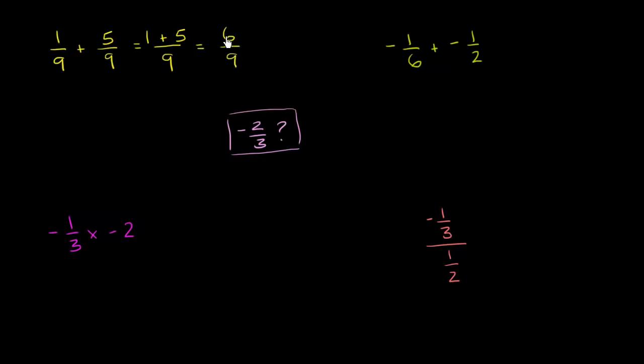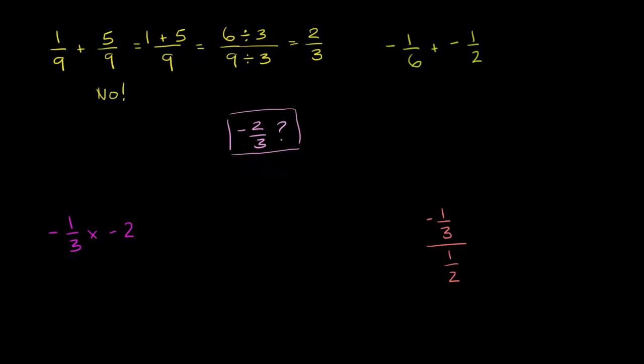Now, can we simplify this in any way? Well, both 6 and 9 are divisible by 3, so let's divide them both by 3 to try to get this fraction in a simpler form. 6 divided by 3 is 2. 9 divided by 3 is 3. So this is 2/3, while what we're trying to get to is negative 2/3. So these are not equal. This expression does not equal negative 2/3. So I'll write no for that one.